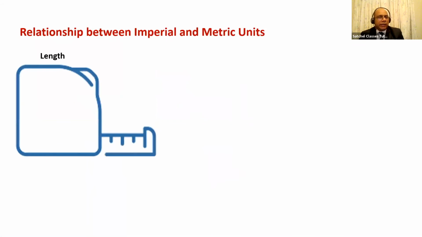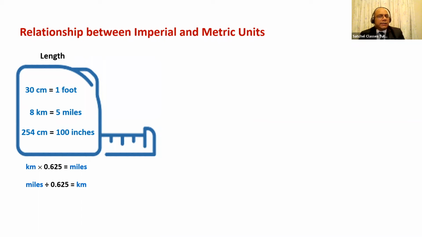First, in terms of length, 30 centimeters is 1 foot, 8 kilometers equals 5 miles, and 254 centimeters equals 100 inches. You will have to remember these values. What that means is, to convert from kilometers to miles, I need to multiply by 0.625. And to convert from miles to kilometers, I need to divide by 0.625. To convert from centimeters to inches, I need to divide by 2.54. And to convert from inches to centimeters, I need to multiply by 2.54.